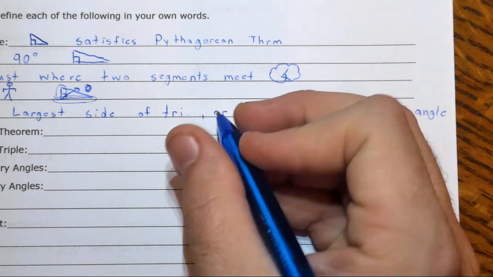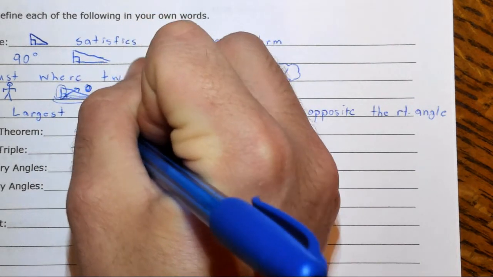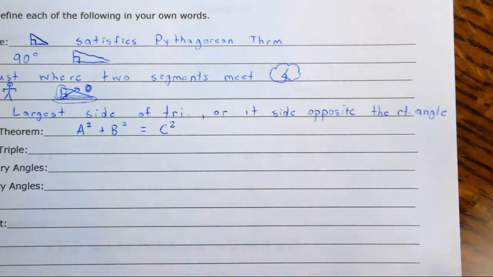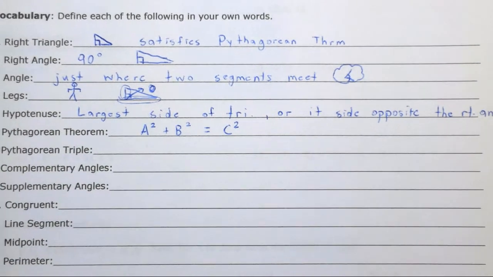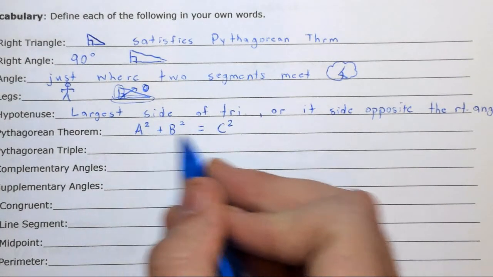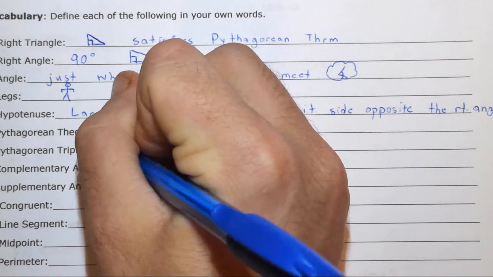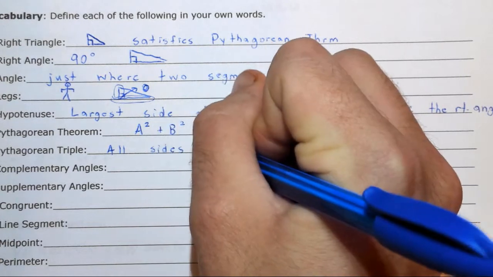Pythagorean theorem. Alright, well, most of us have this memorized by now. It is a squared plus b squared equals c squared. If you do not have that memorized, it's probably something you should have memorized by now. Pythagorean triple. Well, Pythagorean triple just means it satisfies Pythagorean theorem, so it makes a right angle, and all sides are integers.